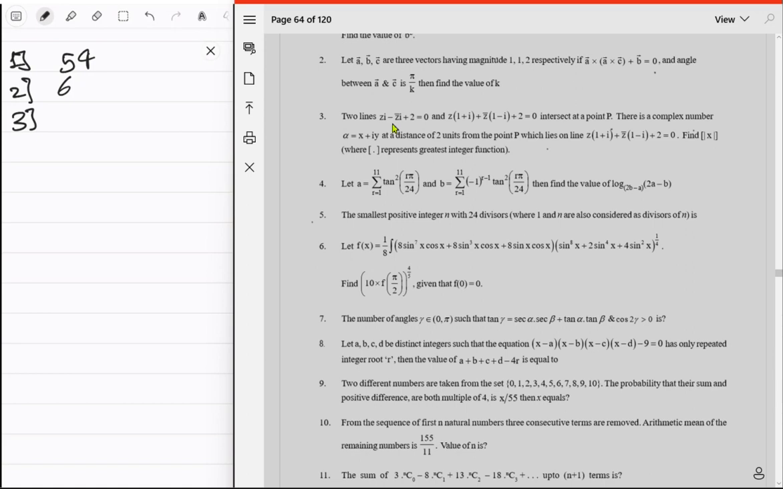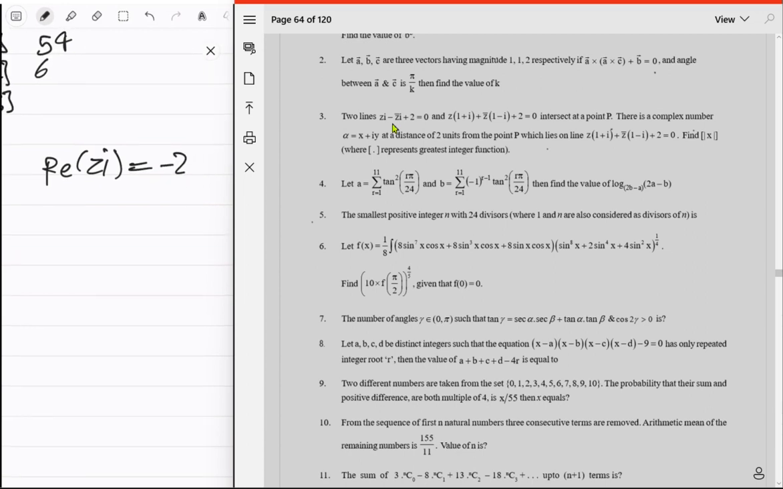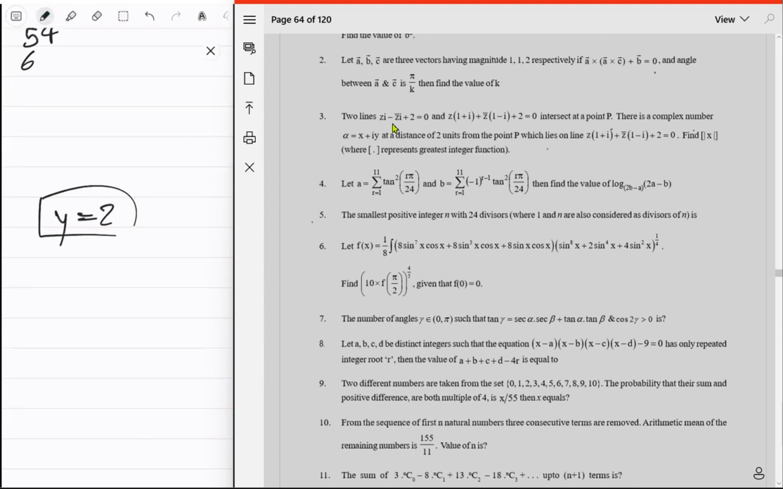So real part of zi is equal to 2. Sorry, what, negative 2? Real part of zi is equal to negative 2, right? That's what you're saying probably. The real part of x plus i y was just negative y, so negative 2. So y equal to 2 is our first line, and what is the second line? Halve it, now negative 1 is going to come.